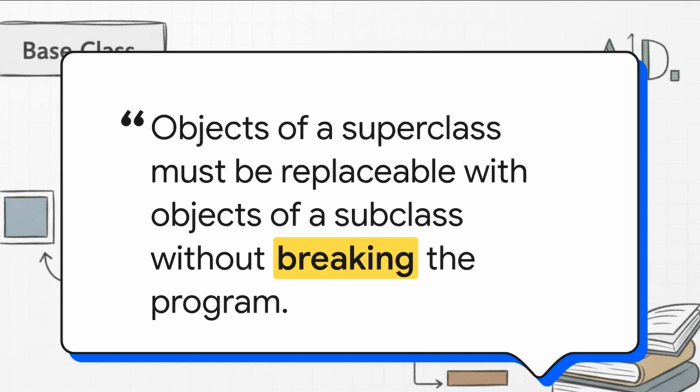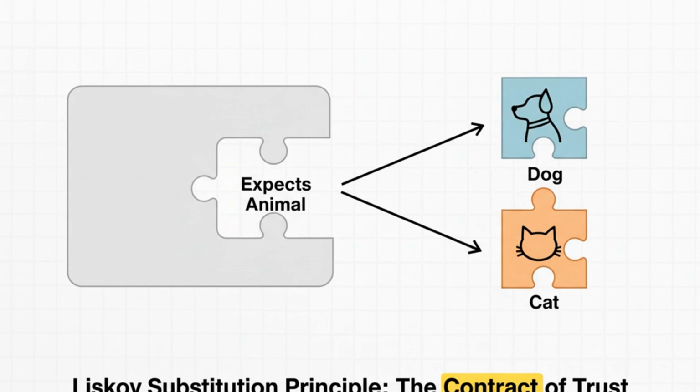Okay, I know, that definition sounds pretty academic and formal. But the core idea here is incredibly practical. It's all about creating what you might call a contract of trust between your classes, so your code doesn't do surprising, unpredictable things. So here it is in plain English.